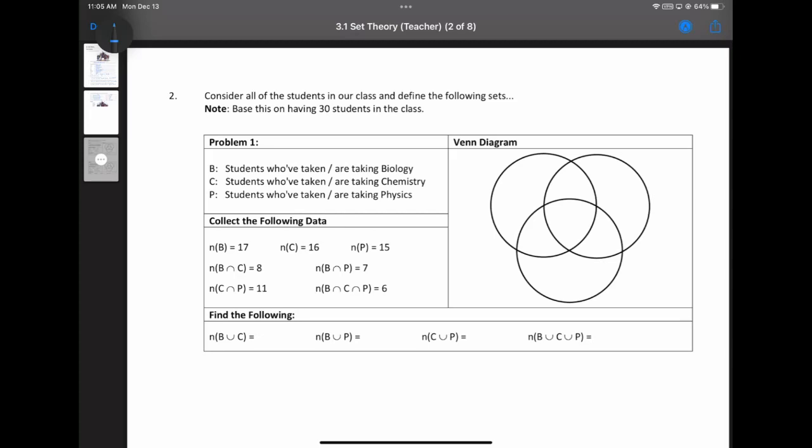B is students who have taken or are taking biology. C is students who have taken or are taking chemistry. And P is students who have taken or are taking physics. So I'm going to label my three bubbles here as B, C, and P. By the way, if you label them immediately on the inside of them or immediately on the outside of them, as long as it's obvious what you're referring to, it's fine.